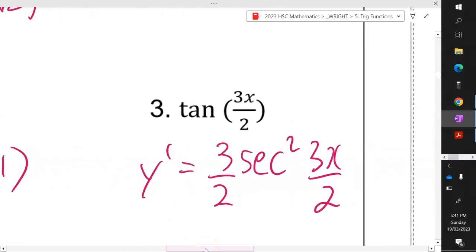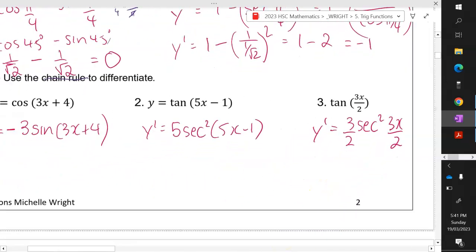Okay, tan of 3x over 2. Differentiating 3x over 2, we get 3 over 2, so that comes out the front. Differentiating the tan itself becomes sec squared, and the 3x over 2 stays in there as well. So they're fairly simple, those ones.